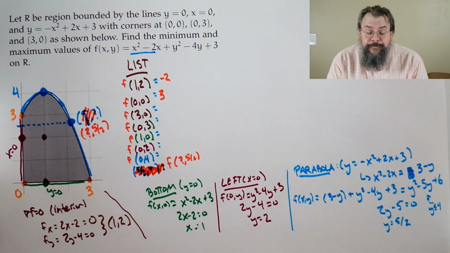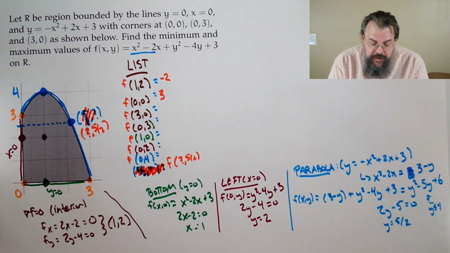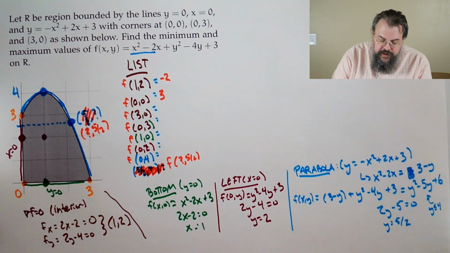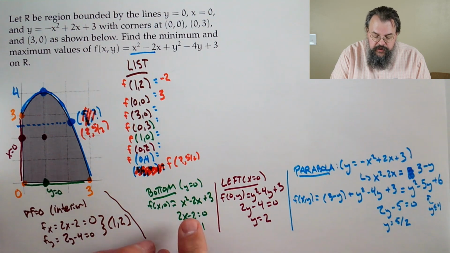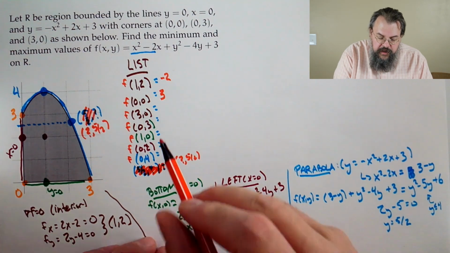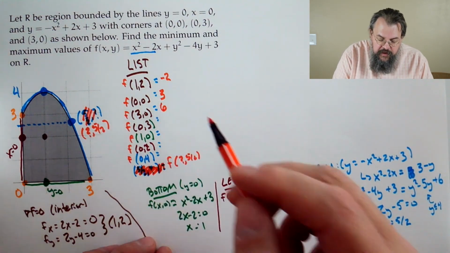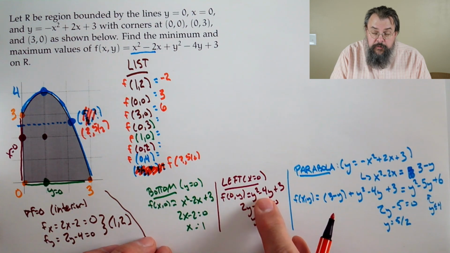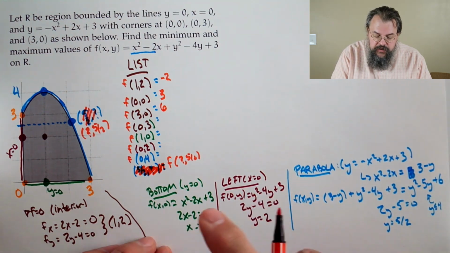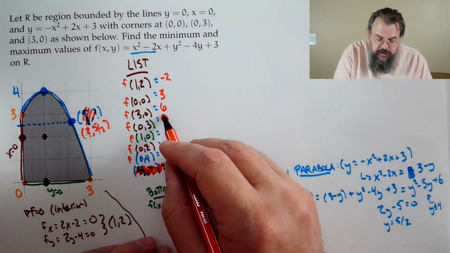3, comma, 0. Well, what is that going to be? Well, okay, if you plug in 3, comma, 0, we can actually just come into here and plug in 3. 9 plus 3 is 12, minus 2 times 3 is 6. 0, comma, 3, plug 3 into there. 9 plus 3 is 12, minus 12 is 0.